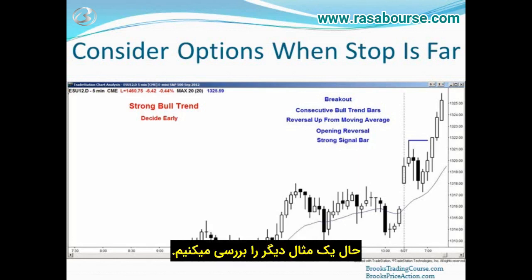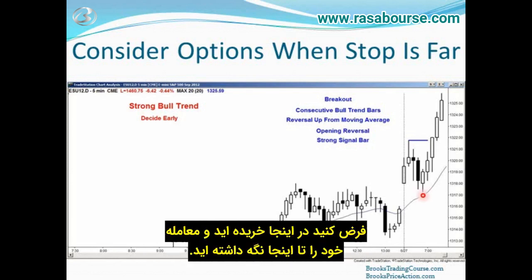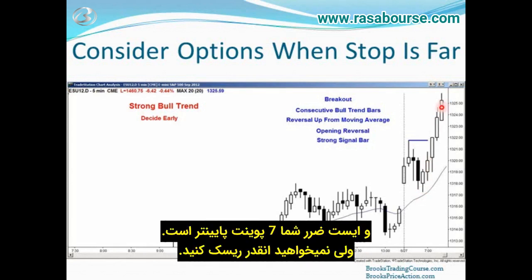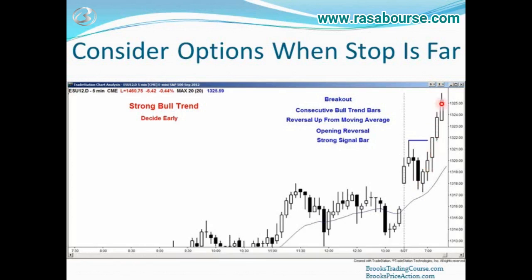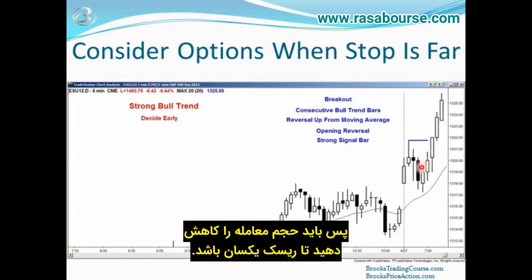Let's give it an alternate example here. Let's say you happen to buy here, and you're still long here, and your stop is now 7 points away, and you don't want to risk that much. Yet you think the market is still going a lot higher. You should be reducing your position size to keep the risk the same.